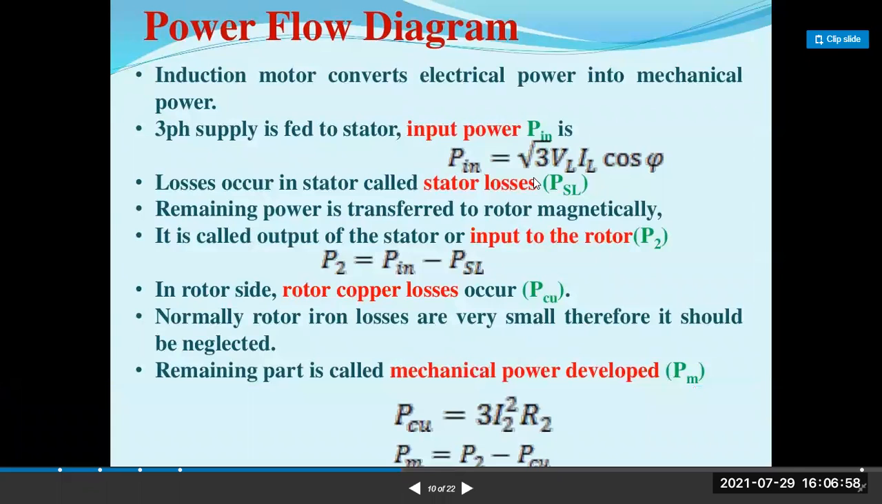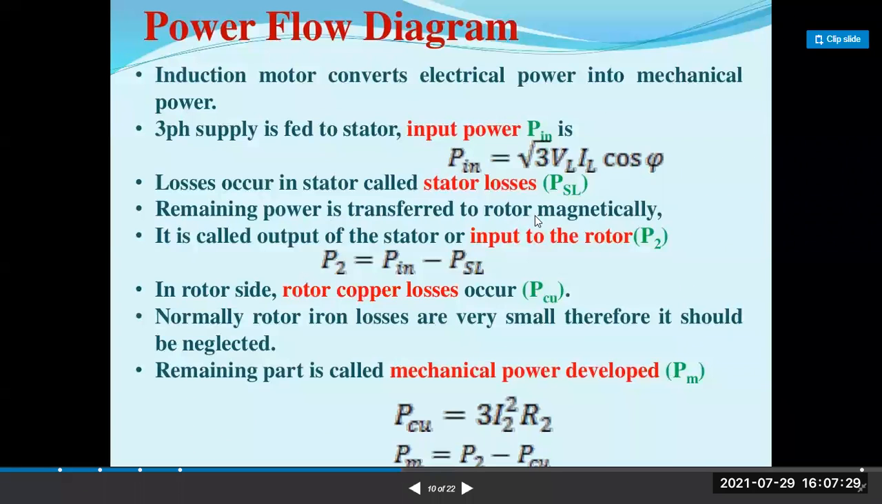Now, the remaining power. Let us suppose you have 100 rupees, and out of 100 rupees you have used 10 rupees for chocolate. The remaining will be your 90 rupees. So from here you can say that this is your input power. Then out of this input power, there will occur some loss, that is PSL. So the remaining power, that is P input minus PSL, will be your power given to the rotor part.